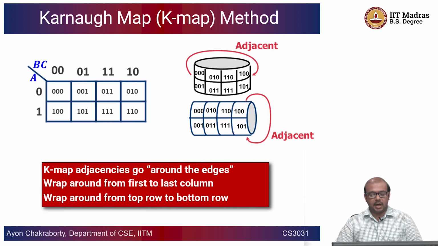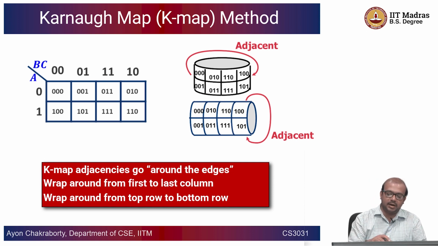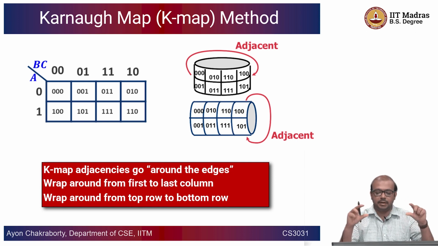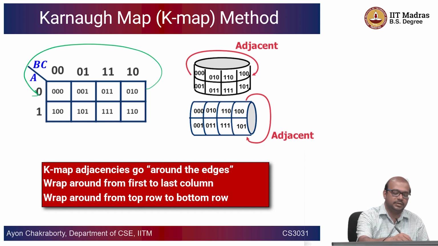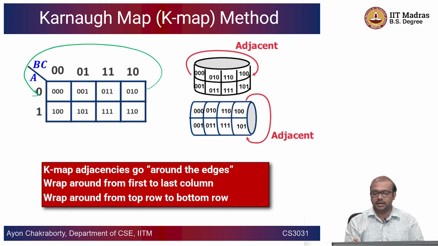And there is one more thing that you should remember: it's not only that you have to group the terms adjacent to each other inside the map, but at the same time you also have to wrap the map in some way. So, what does the wrapping mean? You have to think of this in terms of a paper strip, as if joining this end with the other end, which is shown in this figure on the right hand side.